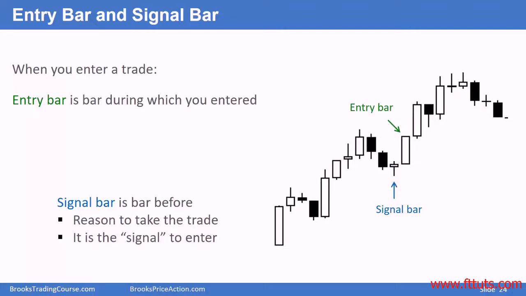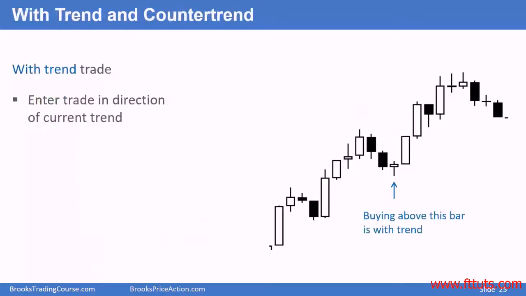The signal bar is the reason to take the trade. It's the signal to look to enter. So here's the signal bar. We're with the trend. We're trading in the direction of the trend. Buying above this bar is buying with trend.